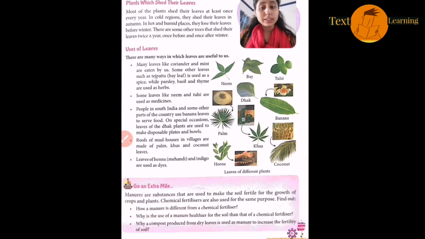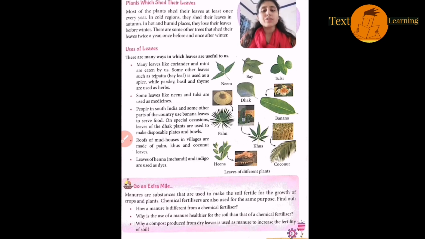Now the next and last point is the leaf of henna, like mehndi, and indigo are used as dyes. So these are the uses of leaves. First, leaves can be used as food. Second, leaf can be used as medicine. Third, leaves can be used as serving items like plates and bowls. And leaves can be used to make roofs of a village house. And leaf can be used as dyes. Leaf can be used for decoration. Leaves can be used to do coloring. Okay, so these are some uses of leaves.